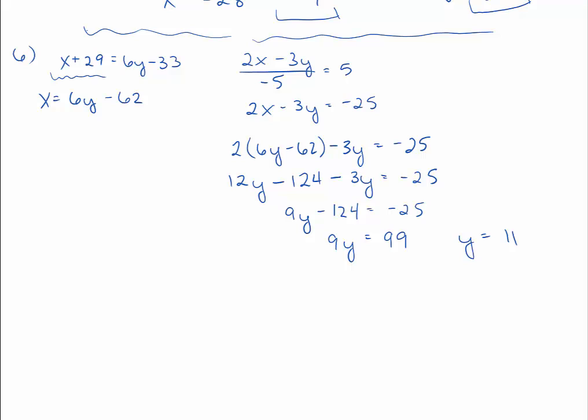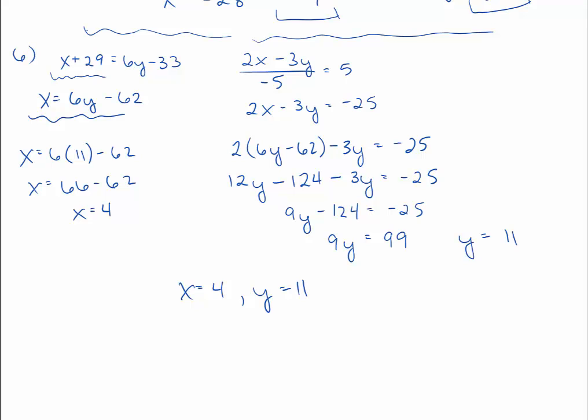Now I just plug that into either equation. I already have x equals on the left, so I'm just going to plug it in there. So x equals 6, and instead of y, I plug in 11, minus 62. 6 times 11 is 66 minus 62. And so x is equal to 4. Our answer is x equals 4, y equals 11. All right, that's the end of that problem. It was a little difficult, but not too bad.